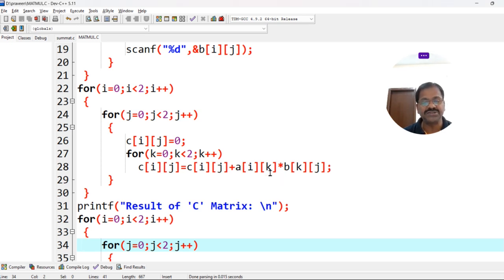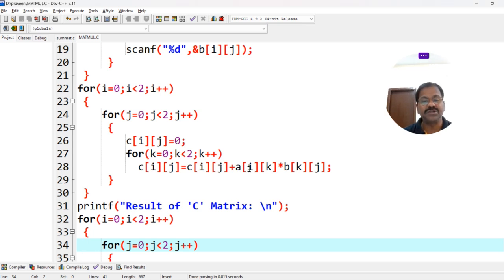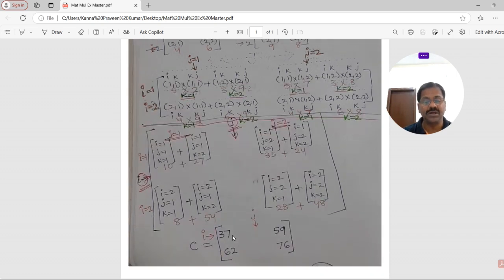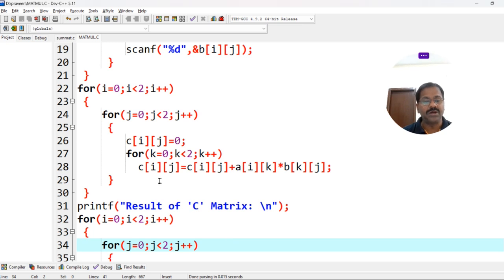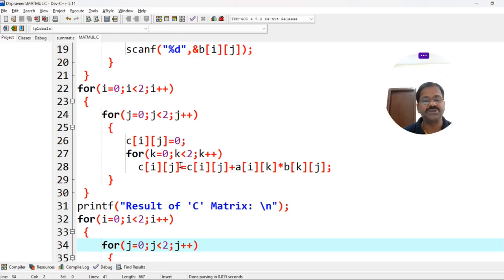Next 10 plus 27. The total will be stored here in C of ij. You see here the 10 plus 27, what is that? 37 will be stored in the C of ij. In each iteration the result is stored; next time C of ij is 0 plus this one. Next, 35 will be stored in C of ij, plus A of ik into kj, that is this one. 35 plus 24 will be stored in the C of ij.